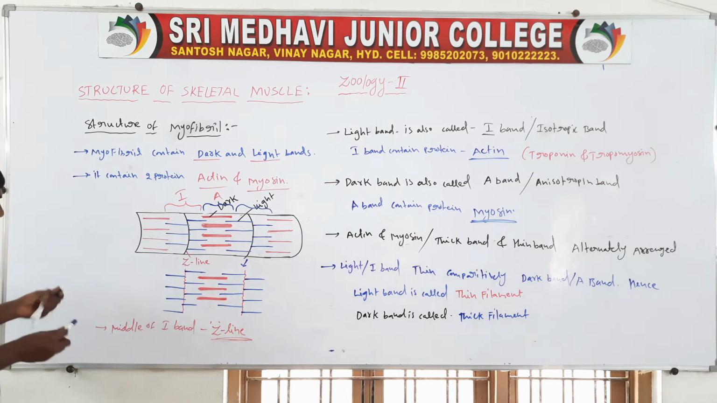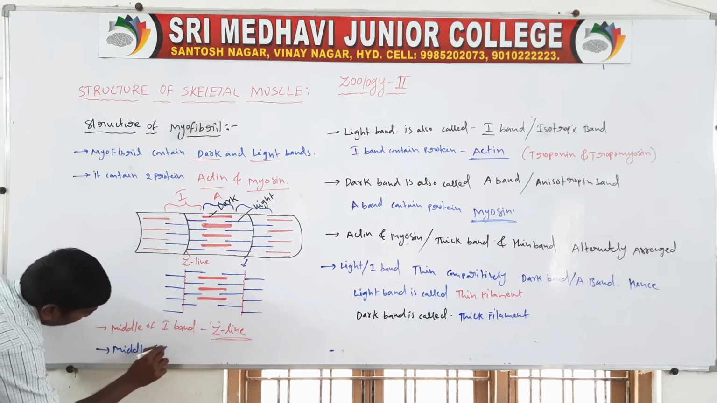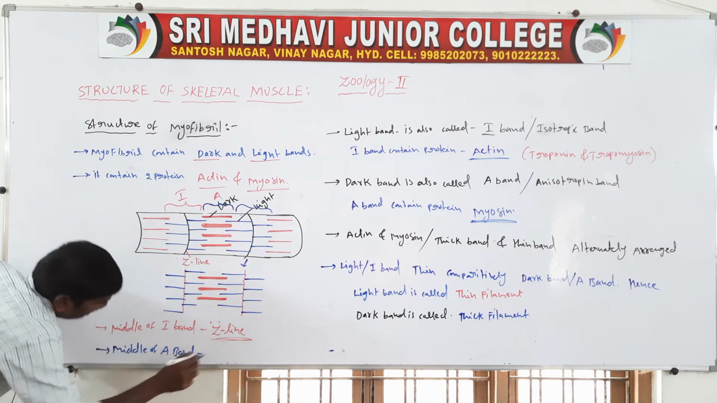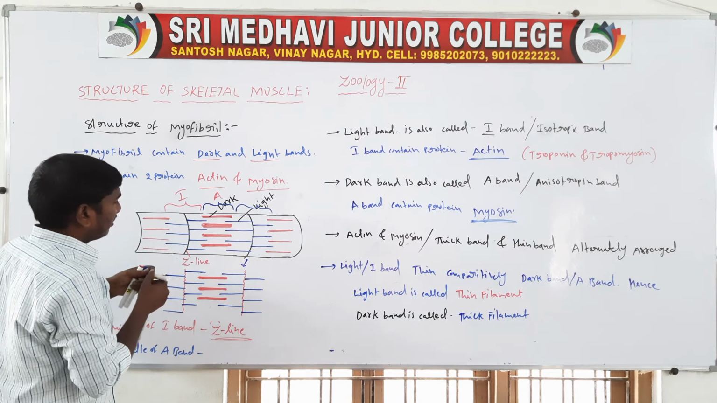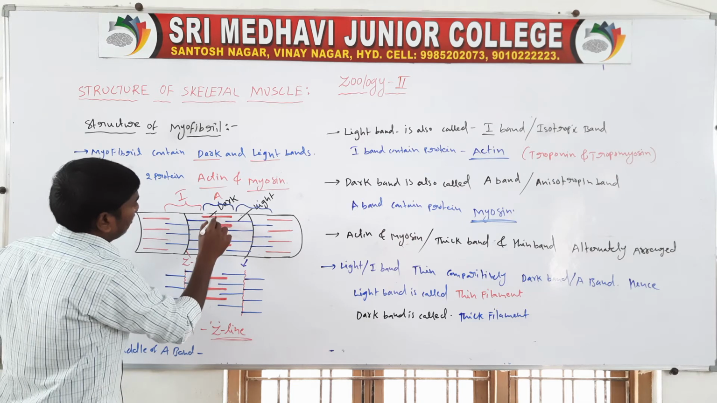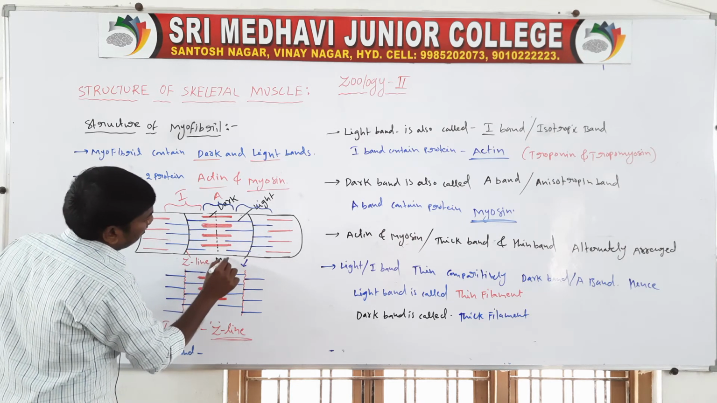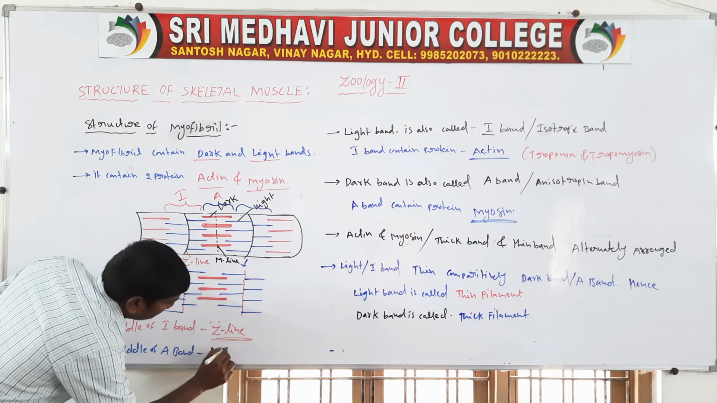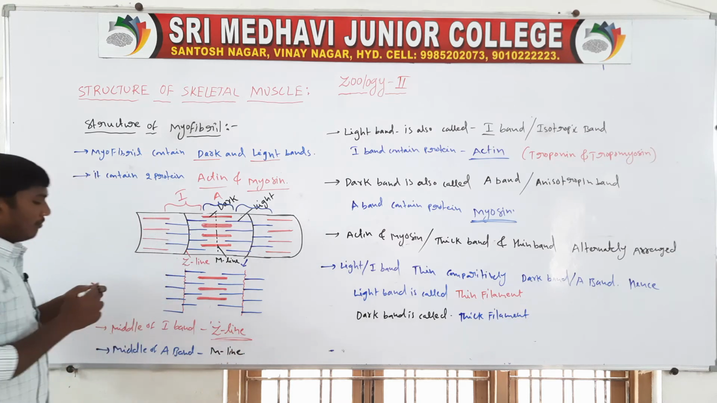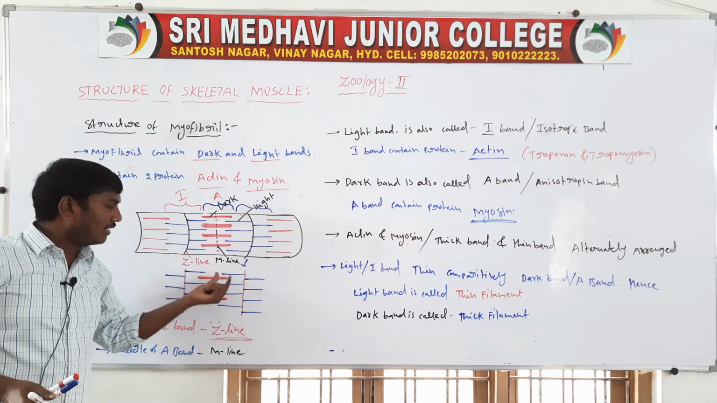Next, the middle of the A band. The middle of the A band contains a membrane, and this membrane is called the M line. The middle of the thick band is called the M line.